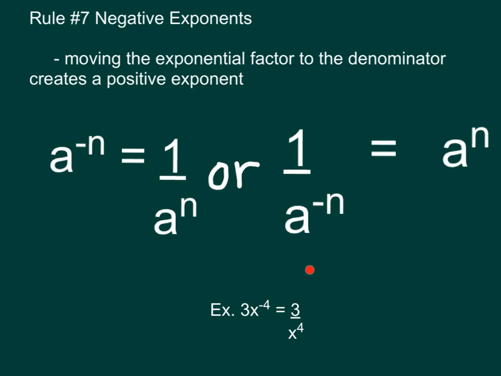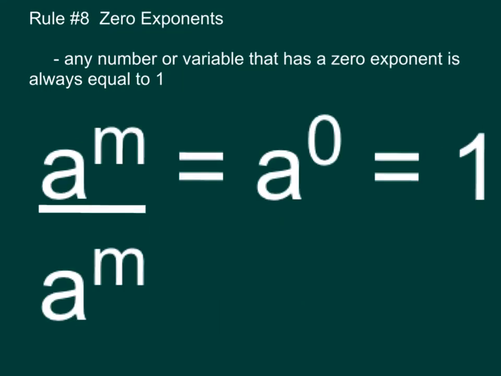The example down here says we've got 3 times x to the power of negative 4. Well, the x has the negative exponent, not the 3, so it needed to go to the downstairs. 3 stayed on top, so your answer was 3 over x to the positive 4.